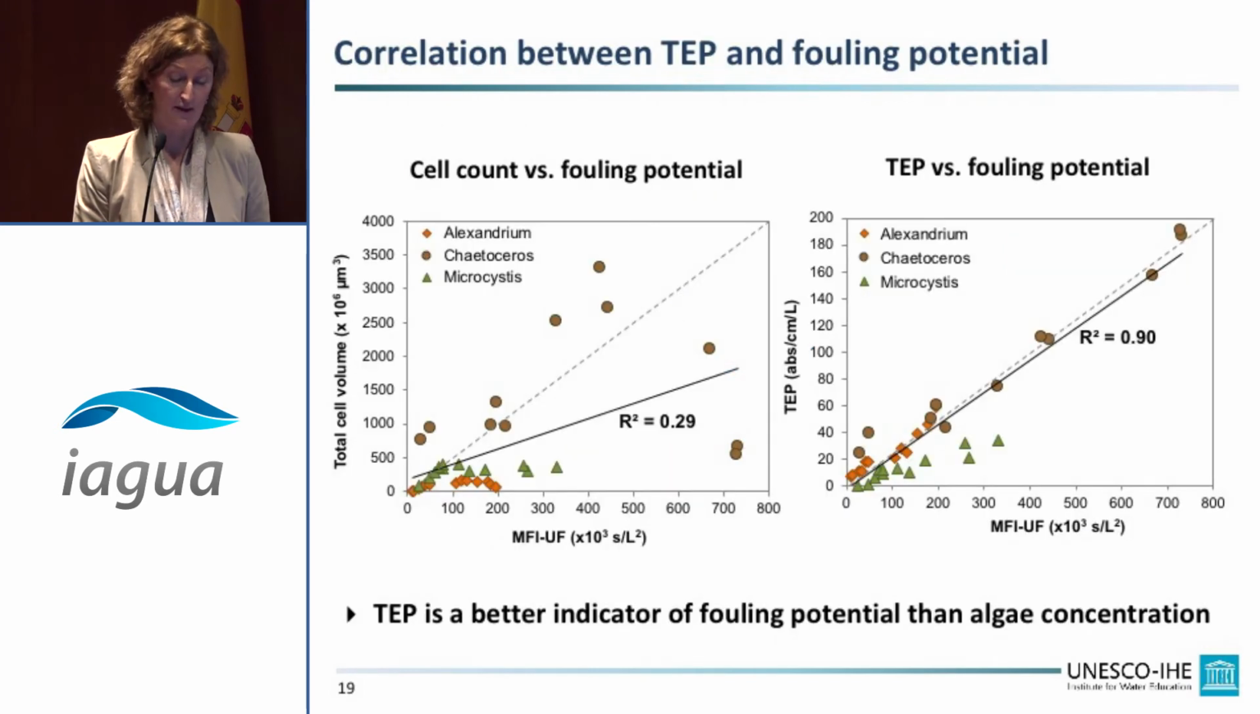Now, we did this for several types of algae, and we tried to correlate the fouling potential of the algae with some parameter. So on the left, we tried to do that with the cell counts. We tried the cell number, we tried chlorophyll, and we tried the cell volume. But in all cases, there was no really good correlation with the fouling index. Then we tried it only with the TEP concentration, and we found that there's a reasonable correlation for at least certain types of algae with the fouling index. So we came to the conclusion that if we correlate the transparent exopolymer particles, we get a better indication of the fouling potential of the algae.